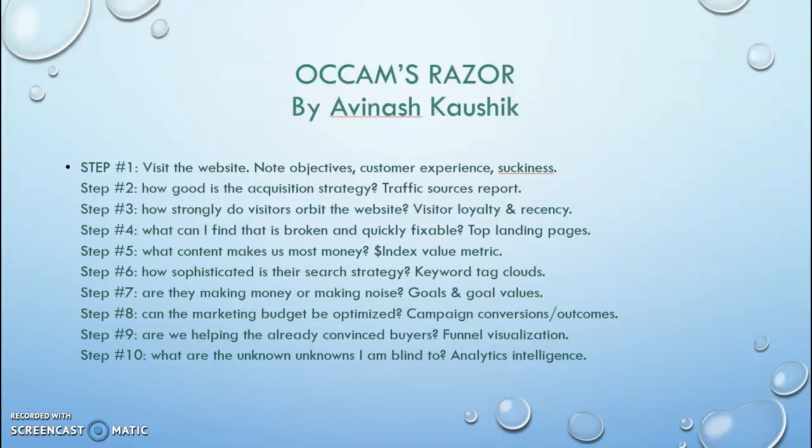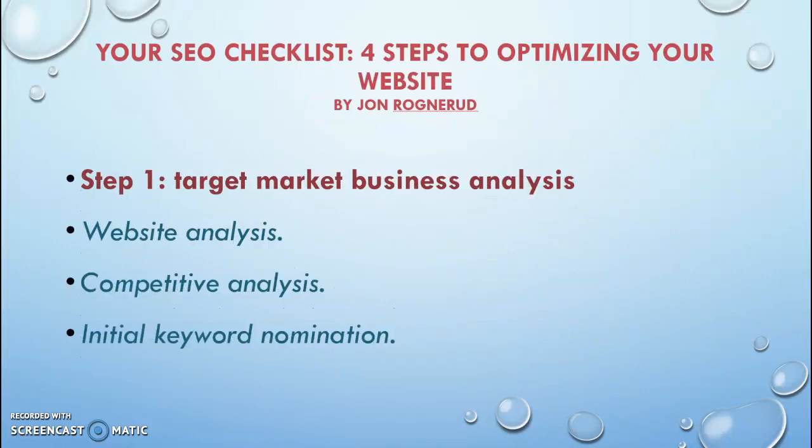Step 8, can the marketing budget be optimized? How can we shift the money around to make it work for us rather than against us? Step 9, are we helping the already convinced buyers? We need to use funnel visualization so we can think like the convinced buyer, to think how they think. Step 10, what are the unknown unknowns I am blind to? And he uses analytic intelligence. So that explains more about website analysis, and you can basically use that with competitive analysis.